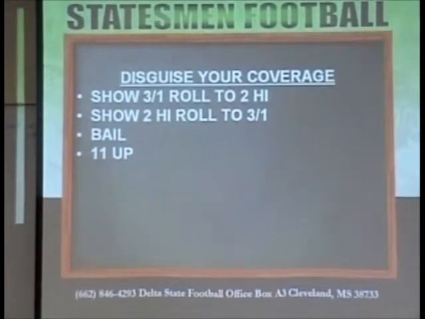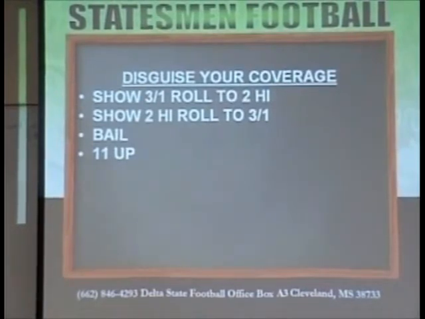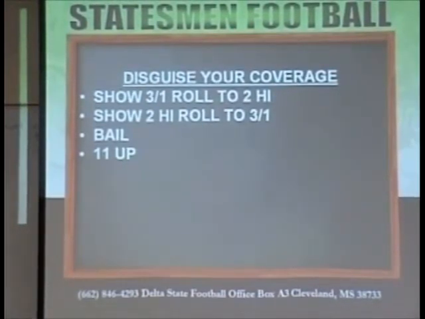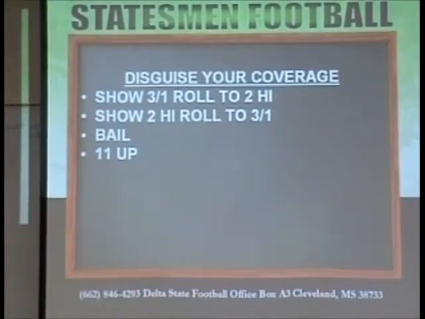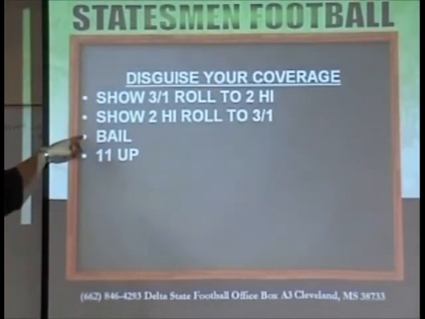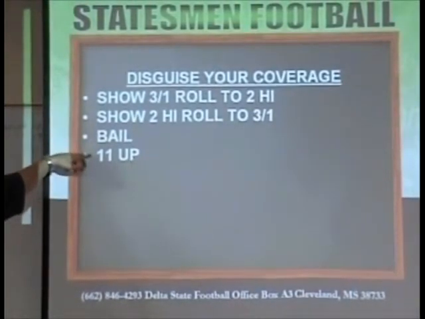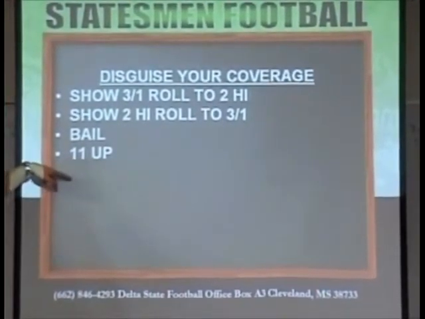So a lot of times we eliminate it, if we know that in press, what do they convert to? Then we can also determine that when you come up and show press, you know you're going to get the fade. So we don't have to go 11 up with bail. We can just bail our corners, show press, take away the quick game, bail out. And we can bail to 3 or to the 2 high. It doesn't make a difference.